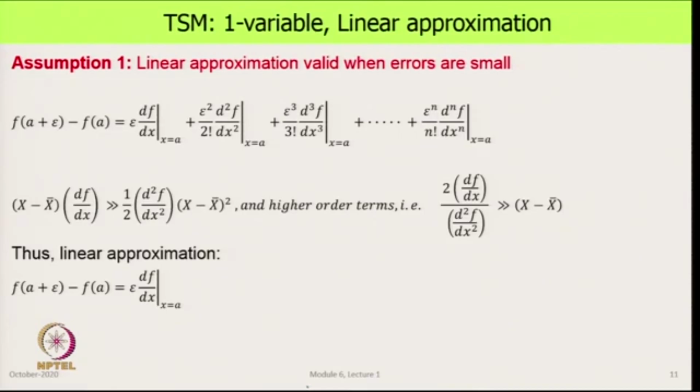The first assumption that we make in a series of assumptions that we will make is the linear approximation. We come across many engineering applications where we do this approximation, and to understand what that is, we looked at that expression that we wrote on the previous slide, that the difference between the function at a plus epsilon and at a is a combination like that. And the linear approximation says that second and higher order terms are negligible compared to the first order term.